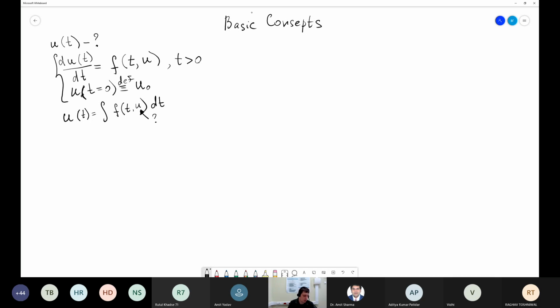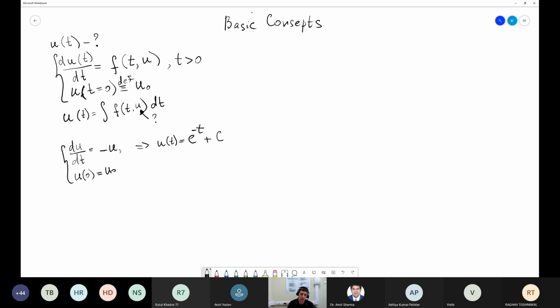The trivial example of this problem is du over dt equals some constant, like here -1 multiplied by this unknown function itself, and u at the time 0 equals 0. We know how to find the solution of this equation. It's obvious that u as a function of t is exponent in the power of -t plus some constant.